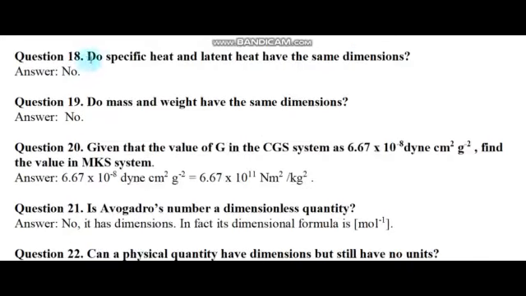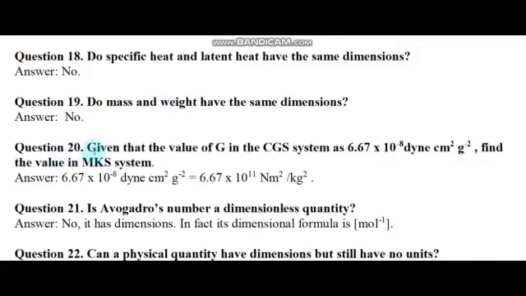Next question number 18. Do specific heat and latent heat have same dimensions? No. Even though the word heat appears in both, specific heat is totally different from latent heat. So both do not have the same dimension. Then question number 19. Do mass and weight have same dimension? No. Mass is the amount of matter contained in a body, but weight is the gravitational force pulling the body. So mass is constant everywhere, but weight varies from place to place. Mass is in kilogram, but weight is in Newton. So mass has dimension only M, and weight has dimension MLT power minus 2. So they both have different dimensions.